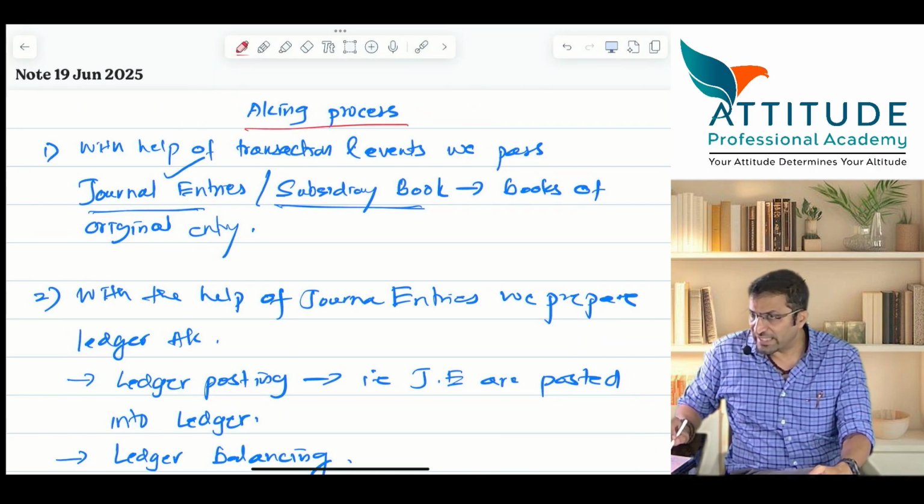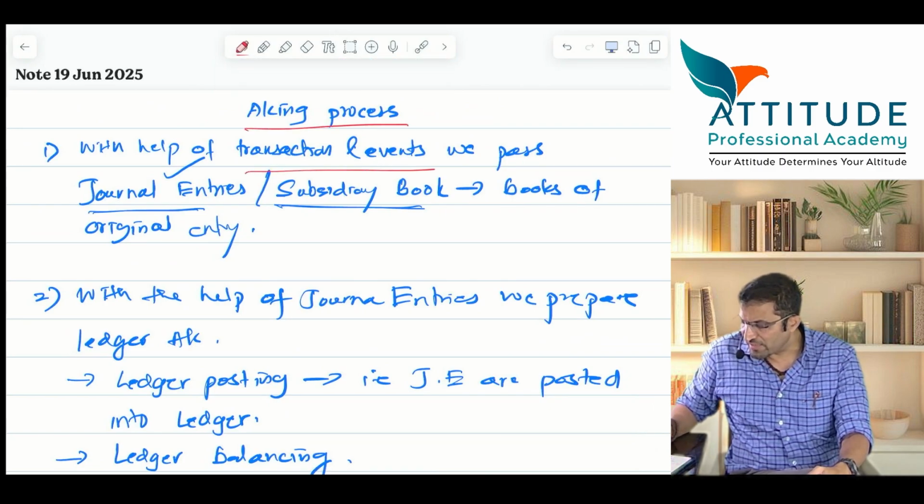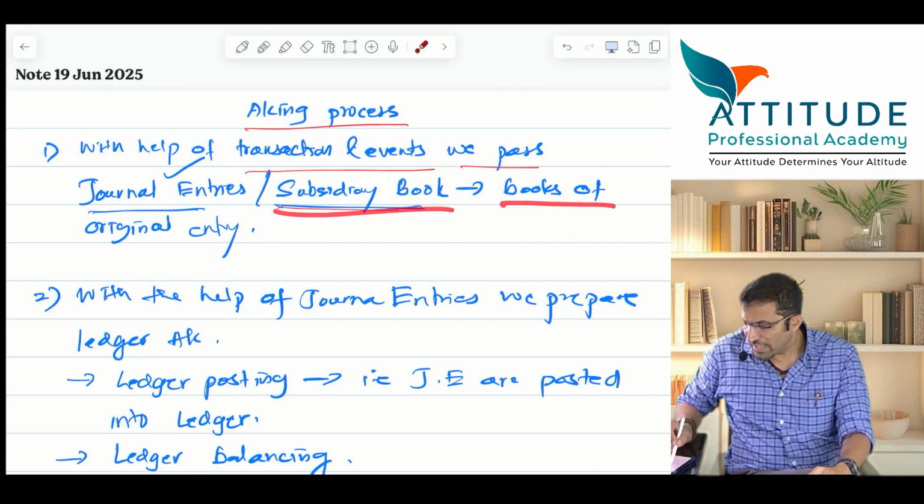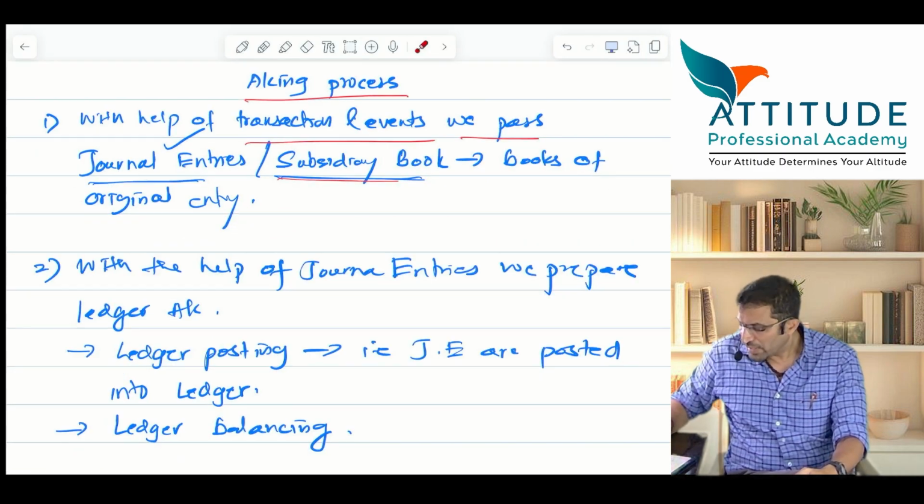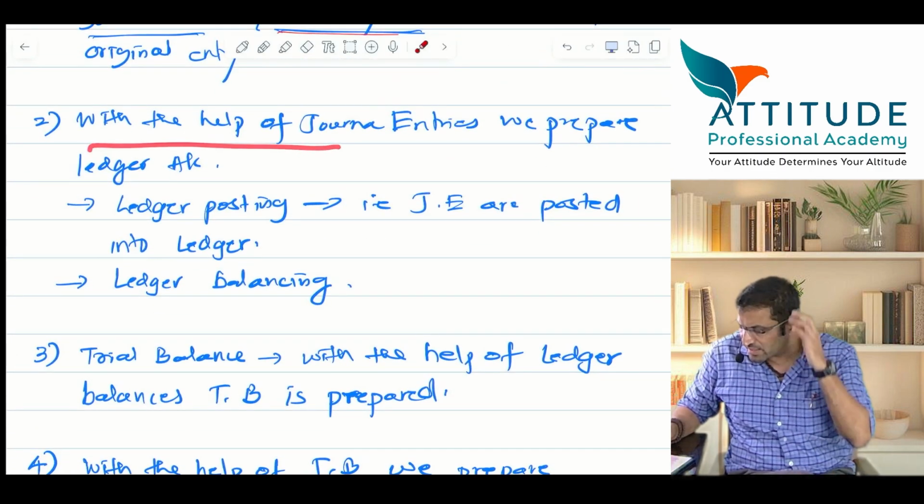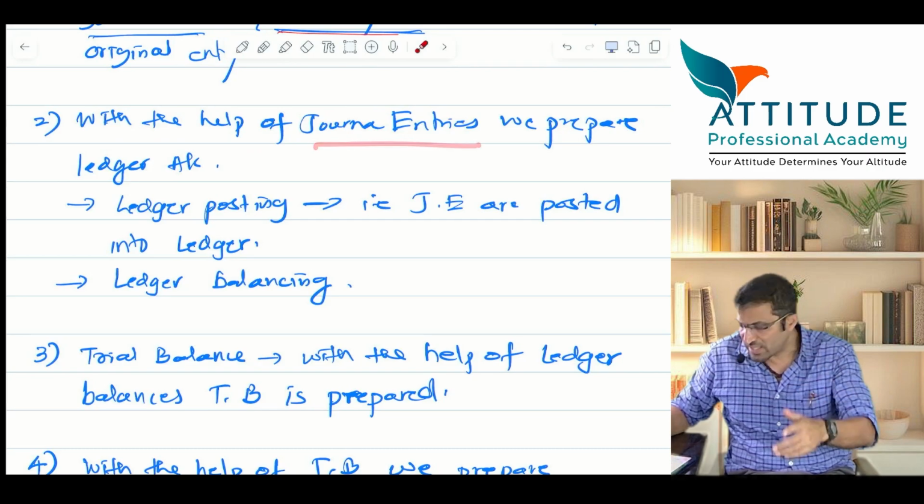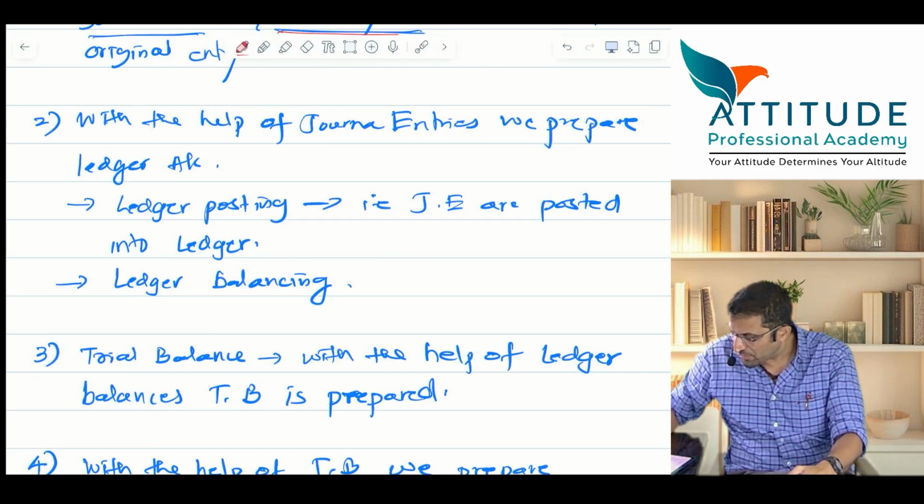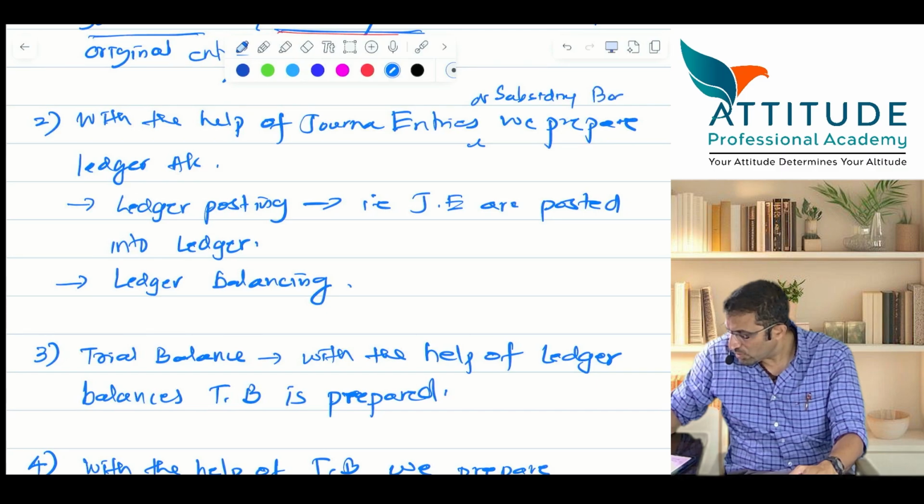With the help of, I'll read it once again. With the help of transactions and events, we pass what entries? Journal entries, or prepare what books? Subsidiary books. That is books of original entry. Then with the help of journal entries or subsidiary books, we prepare. What do you prepare?